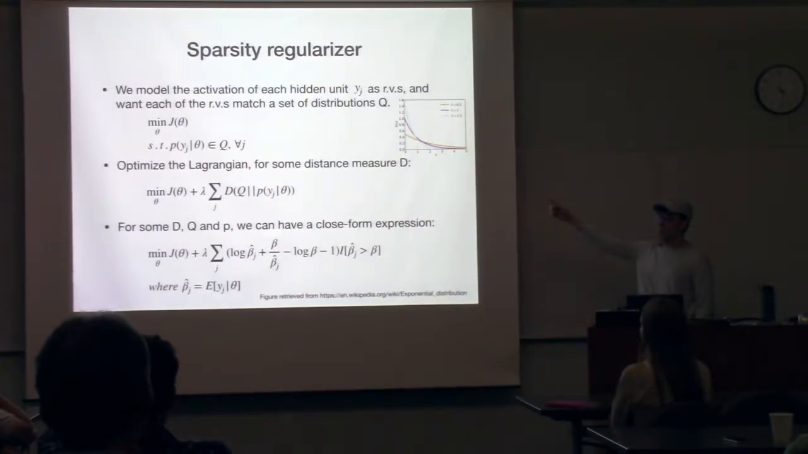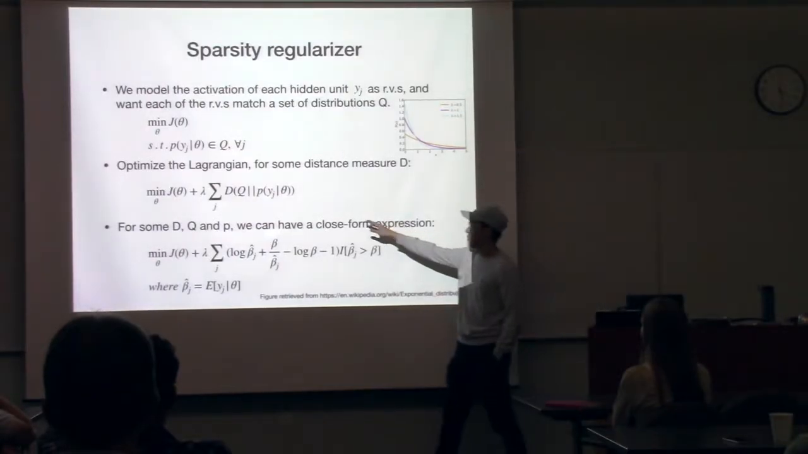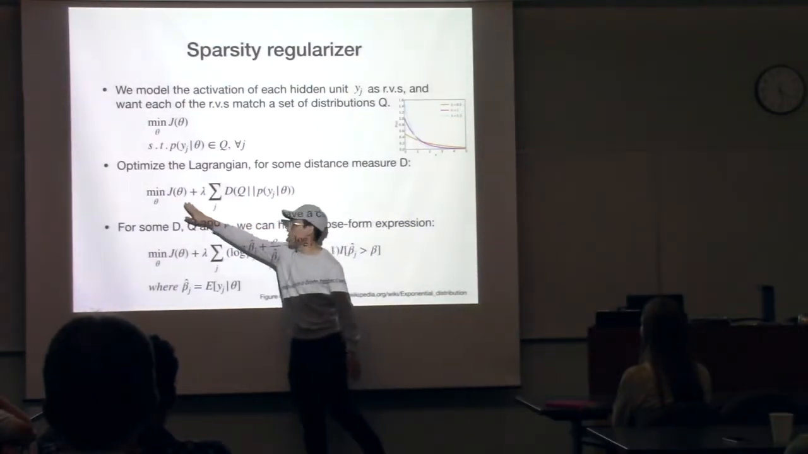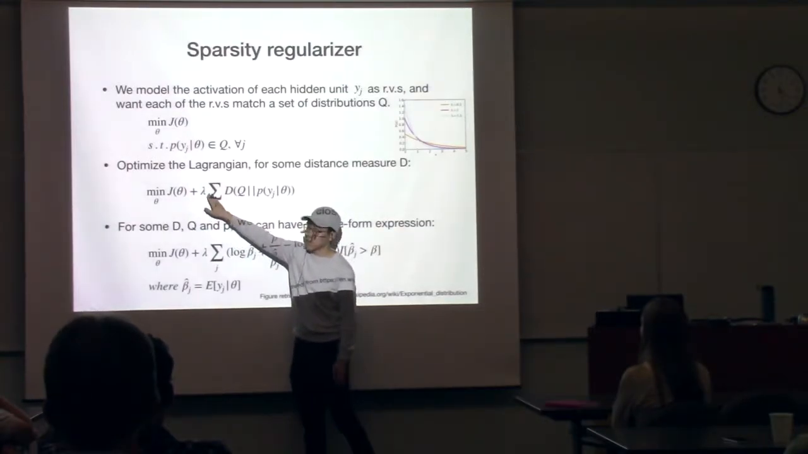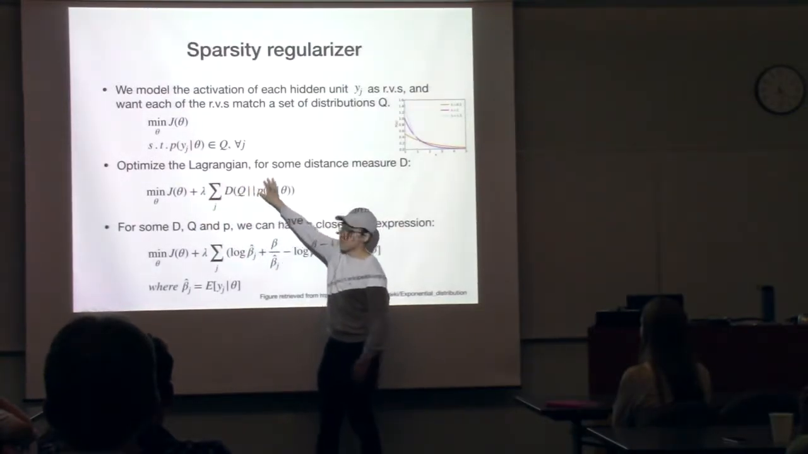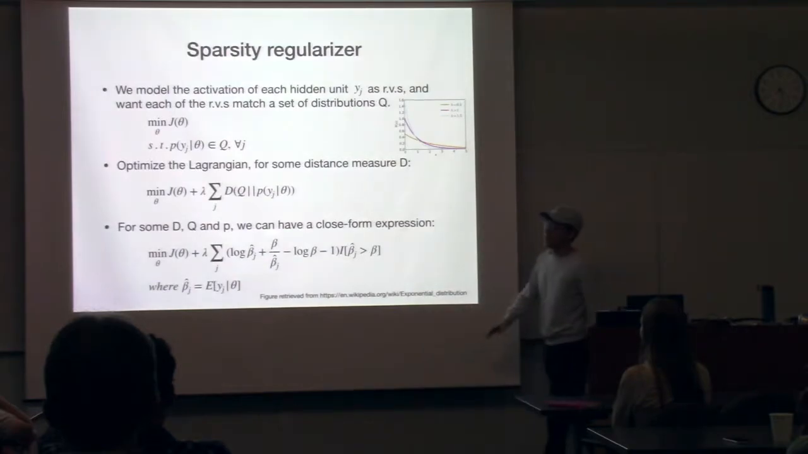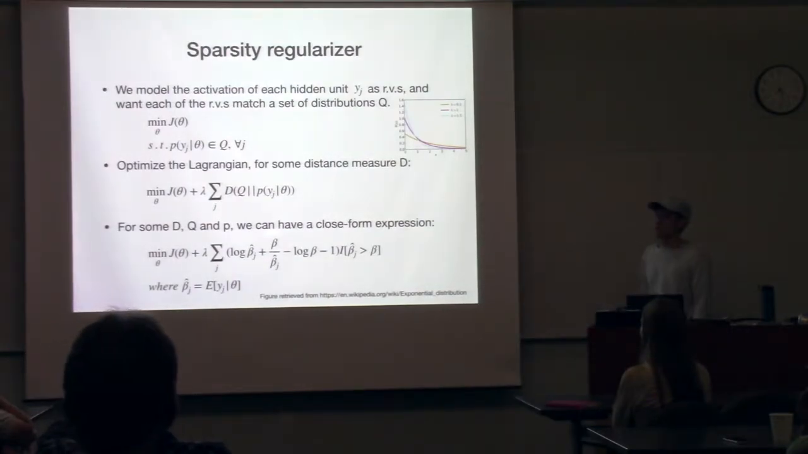But the first optimization problem is too difficult to solve. So instead we optimize the Lagrangian given some distance measure, which will be this second equation. We minimize the original objective function plus the Lagrange multiplier times some distance. So we can view the second term as a regularization term.